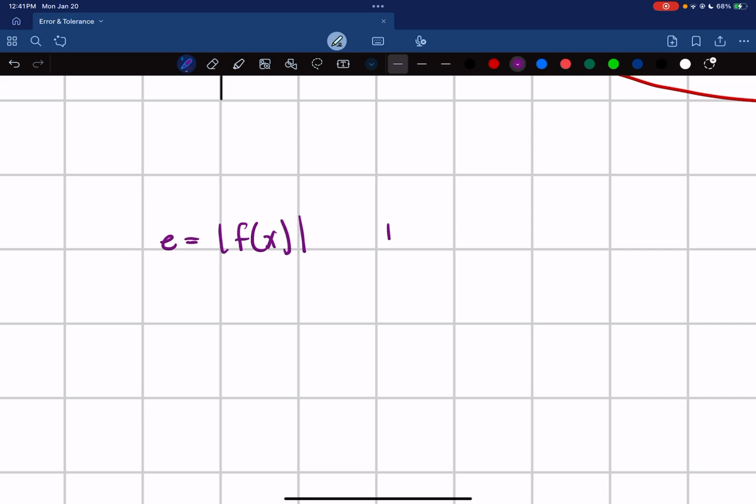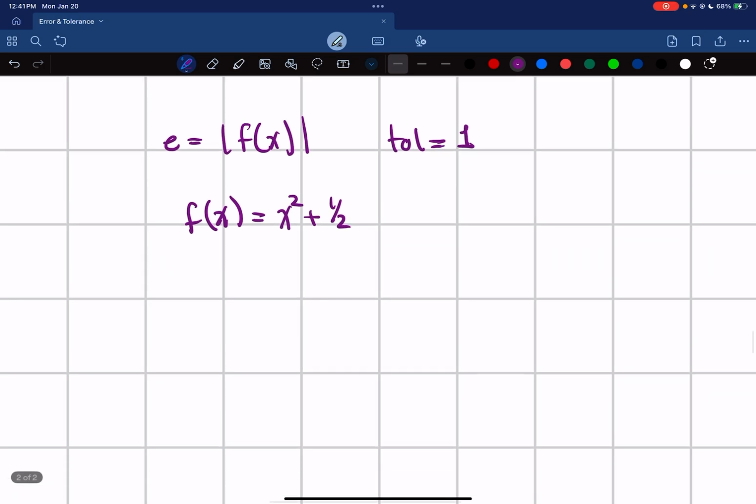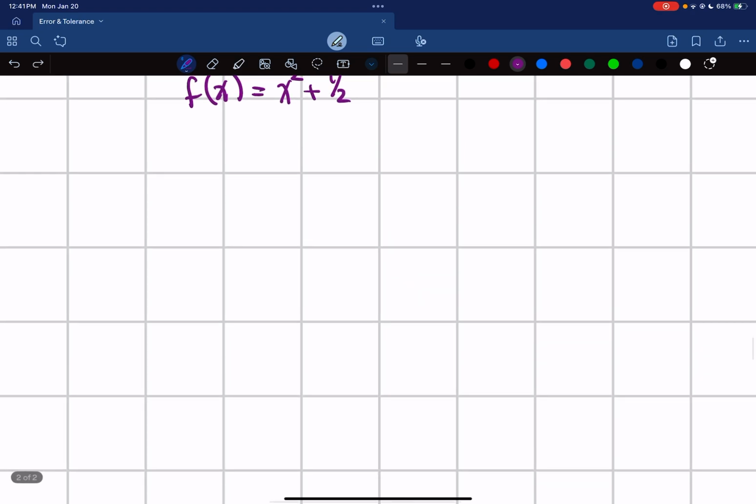There you go. And then I'm going to choose my tolerance level to be 1. Okay? So now, my function that I'm going to choose to demonstrate the problem with this is going to be x squared plus half. Okay? So now, let's say we run our algorithm, and I tell my algorithm, can you please find the root here? So let's do that.